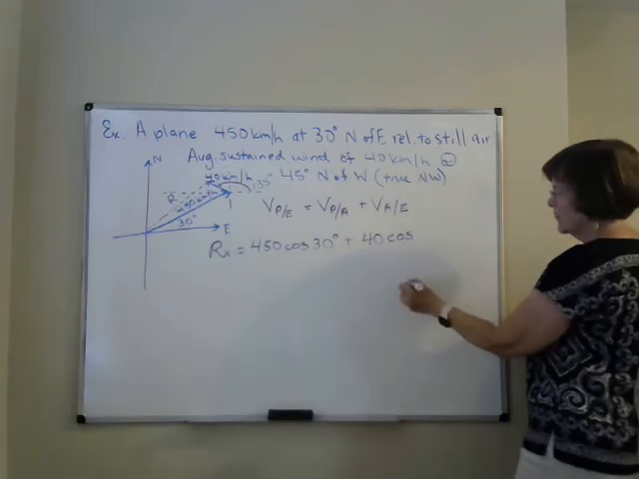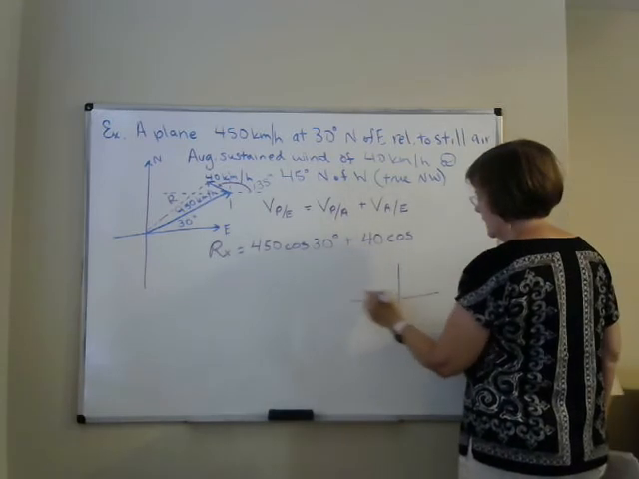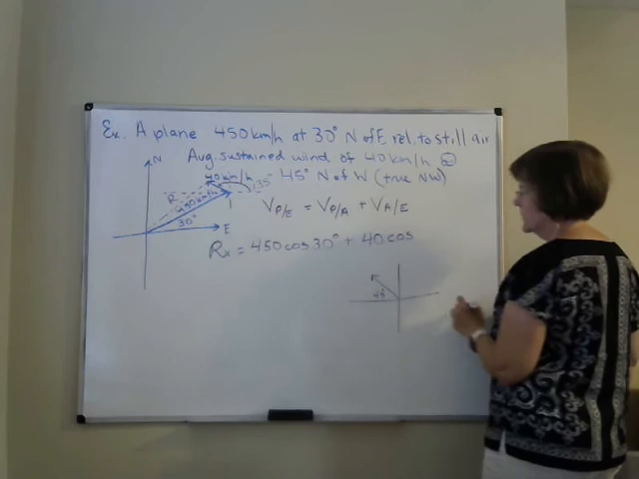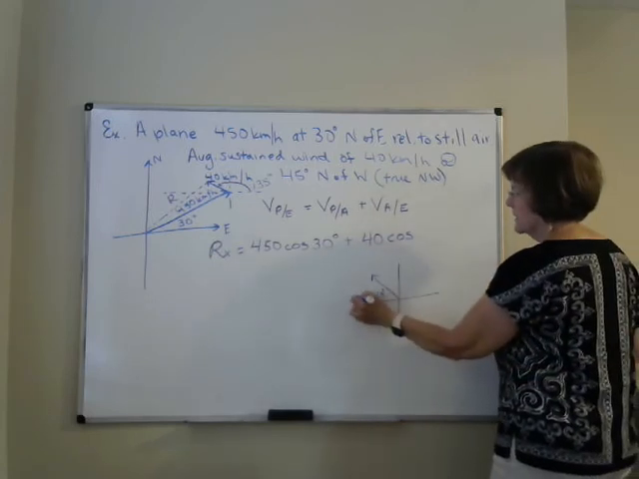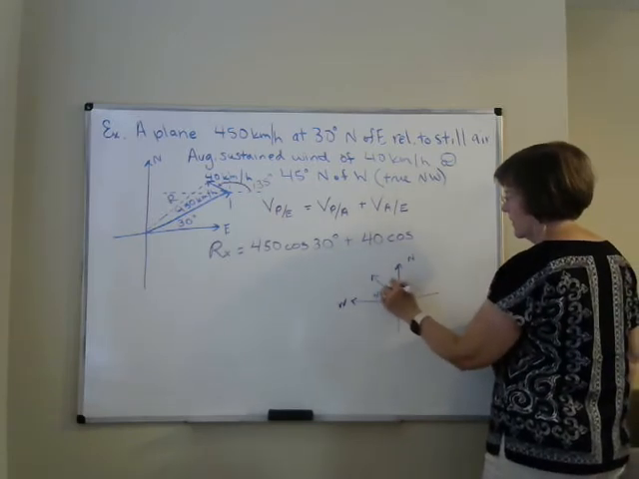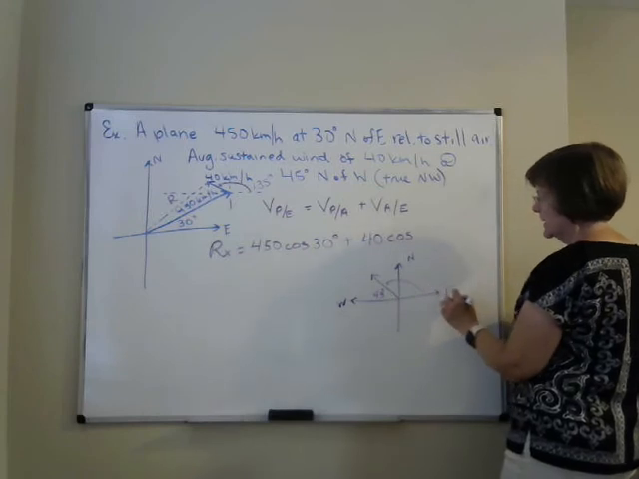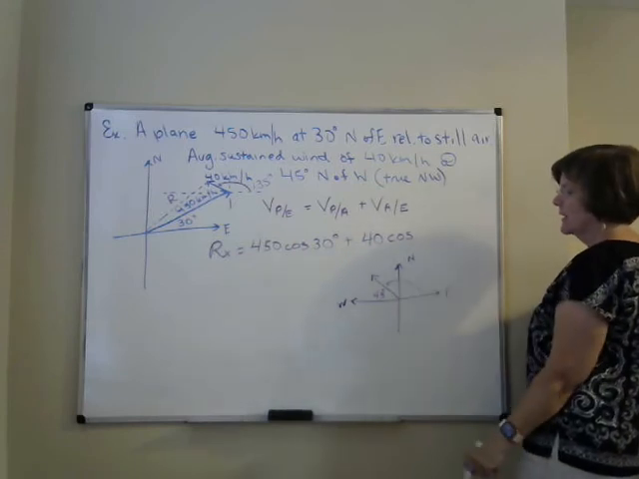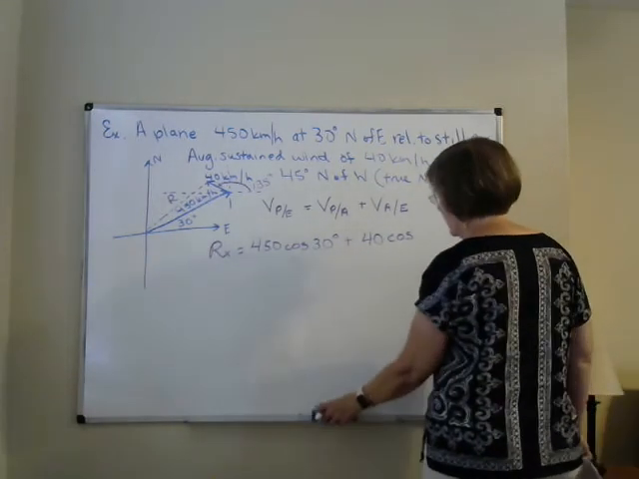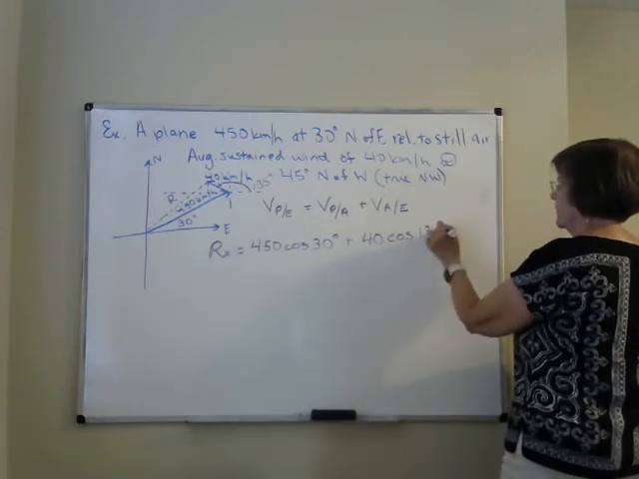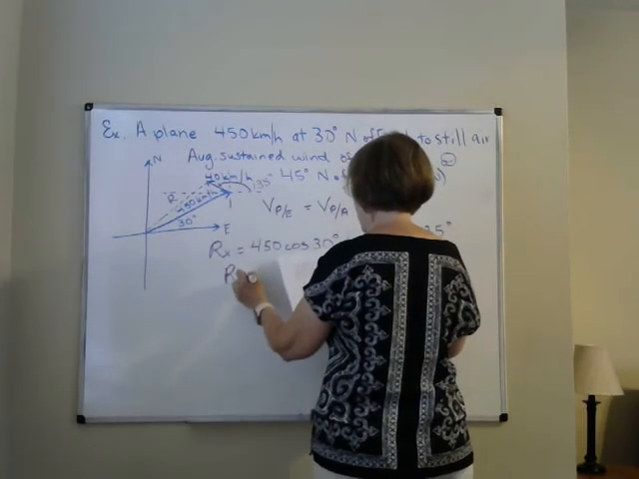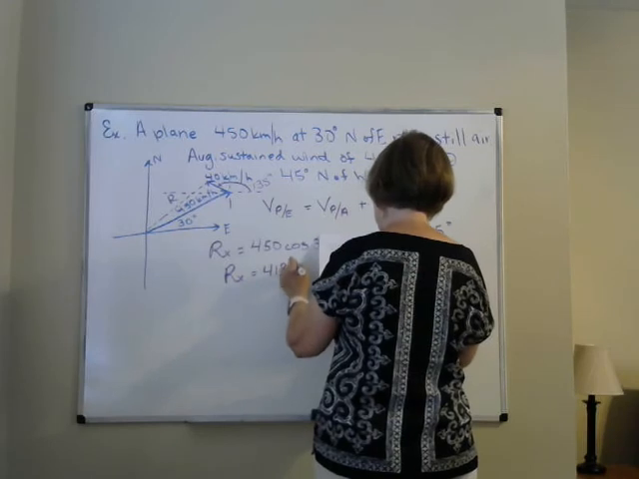I'll draw a little separate picture just to help you see it. If it's going 45 degrees this way, that's 45 degrees north of west. Here's west, here's north. I need this angle measured from east, and that angle is 90 plus 45, which is 135. So the wind angle is 135 degrees. I put that in my calculator, and I get an x component that's 418.0.